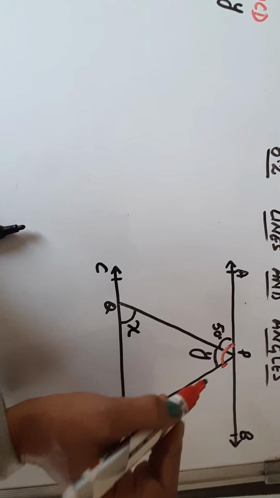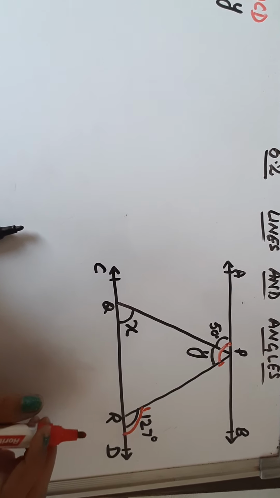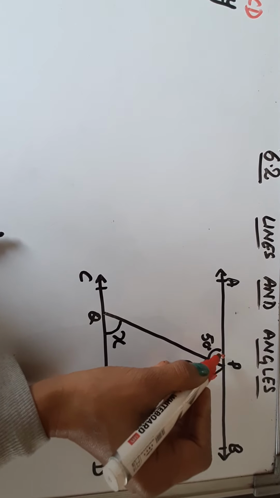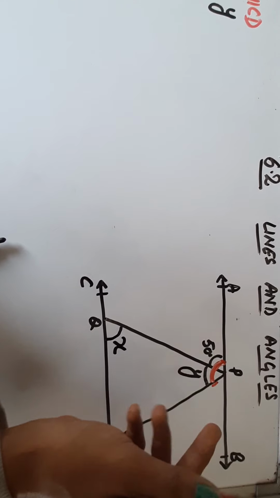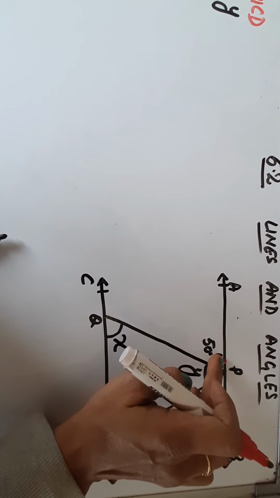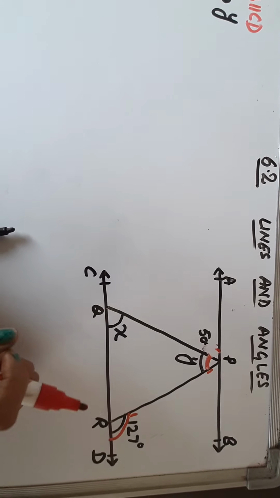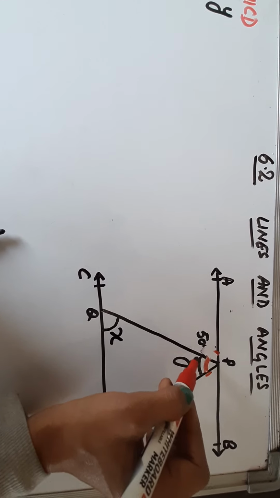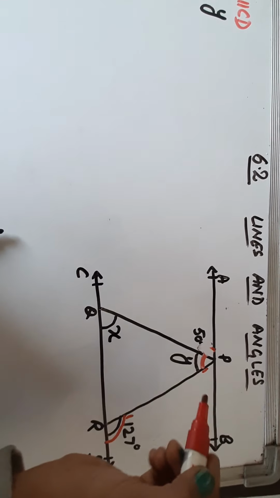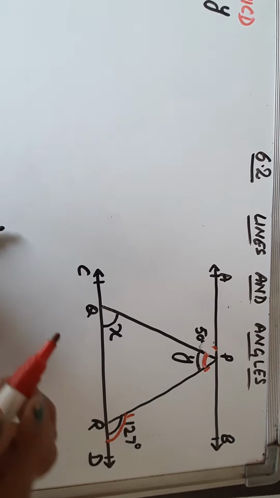The whole angle will be how much? Alternate interior angle, 127 degrees. So from this whole angle, if I rub this given part, see, if I rub this given angle, I'll be left with angle Y only. So in this way you'll get the Y angle.